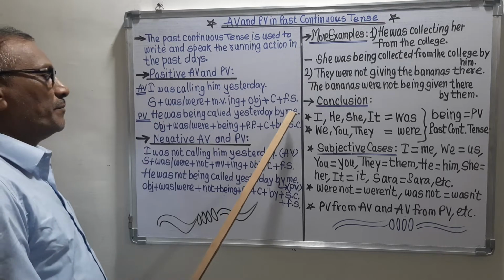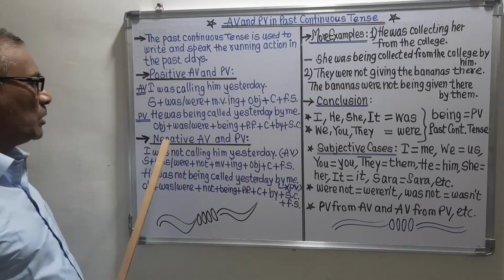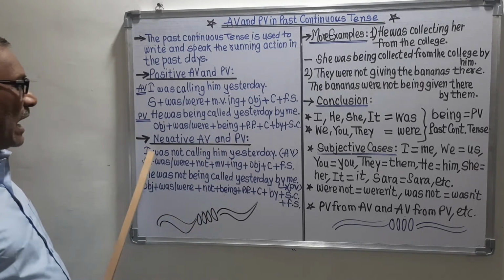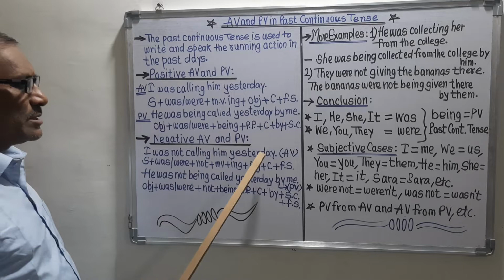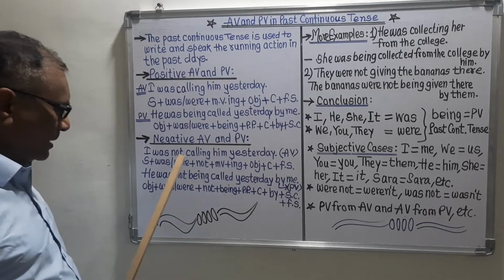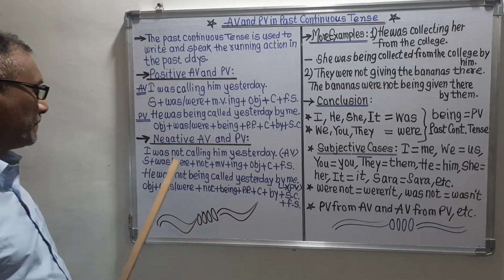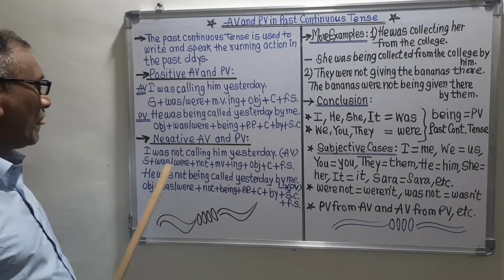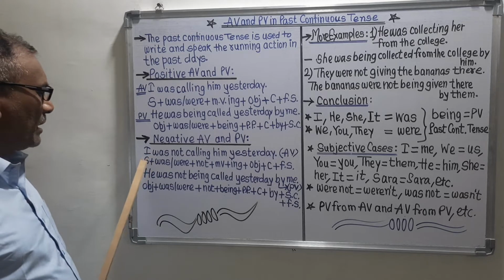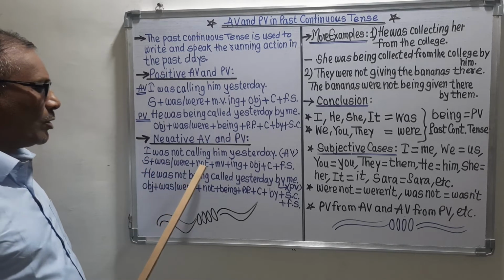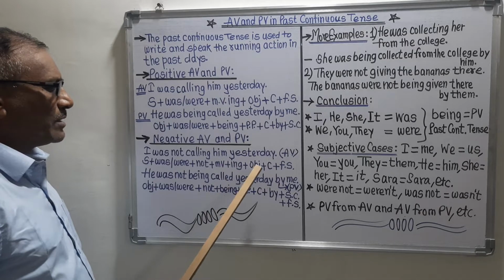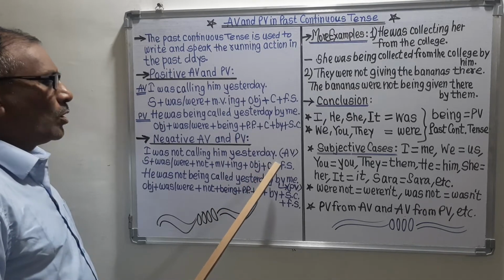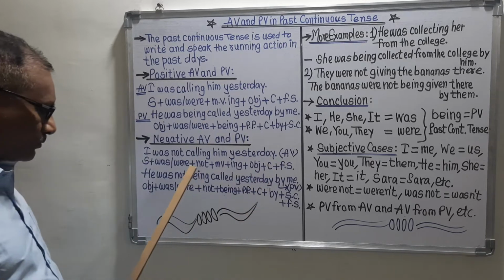And now we are going to the negative active voice and passive voice. See, I was not calling him yesterday, that is the negative active voice. I was not calling him yesterday, full stop. The structure is S plus was or were plus not plus MV plus ing plus object plus complement, or extra words, plus full stop.